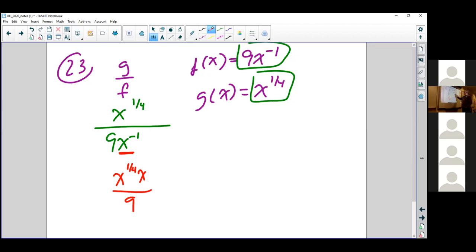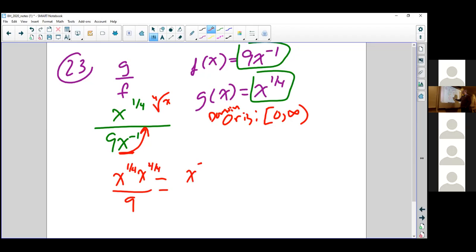So my original domain for the bottom, it didn't really exist because this was moving up top anyhow. This would have been like saying the 4th root of X. So my original domain would have been from 0 to infinity, hard bracket 0 to infinity. That's my original domain. Okay, now I want to apply it to this. I don't have an X in the denominator. On top, I can change that to 4/4. So I'm going to add it. So that gives me X to the 5/4 over 9. So this is my answer here.